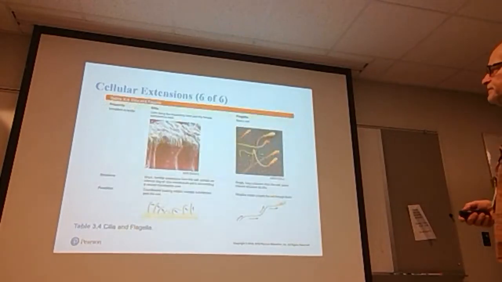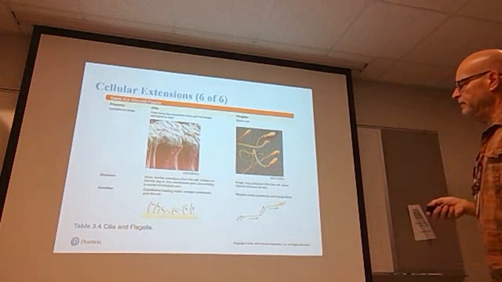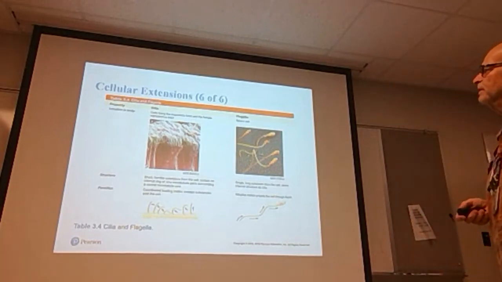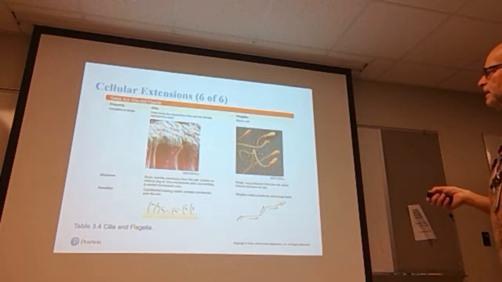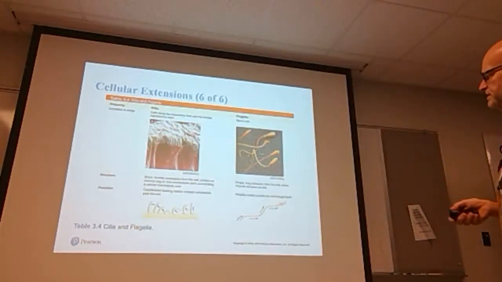So we have three different types of cellular extensions again. We have the cilia and the flagella, and then the microvilli, which this particular table does not show. The cilia there, again, very, very numerous. Flagella on the sperm cell, it's always singular.